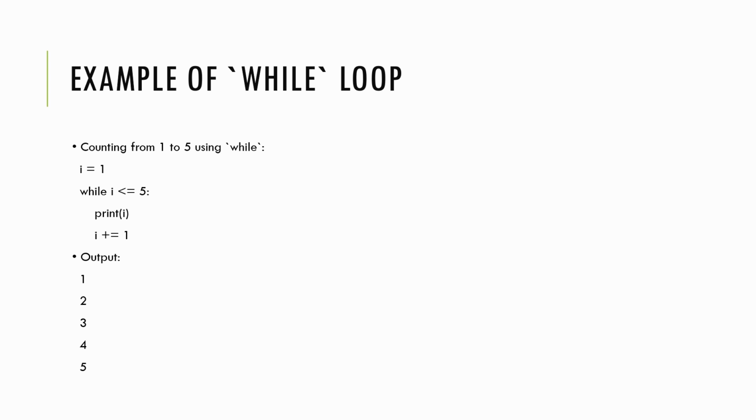Here's an example using a while loop. In this case, we start with i equal to 1. As long as i is less than or equal to 5, the loop will print i and increment i by 1 each time. Once i exceeds 5, the loop ends.